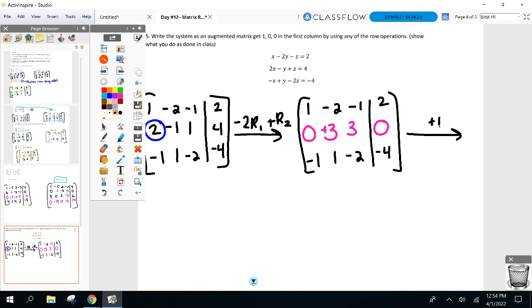I want to replace row 3, definitely. What do I need to add to row 3? To get a 0 here, what do I need to add to row 1? Yeah. And look, I know maybe some of you are like, well, that wasn't part of your rules. Well, yeah, it is, because technically I'm multiplying row 1 by 1 and then adding it to row 3.